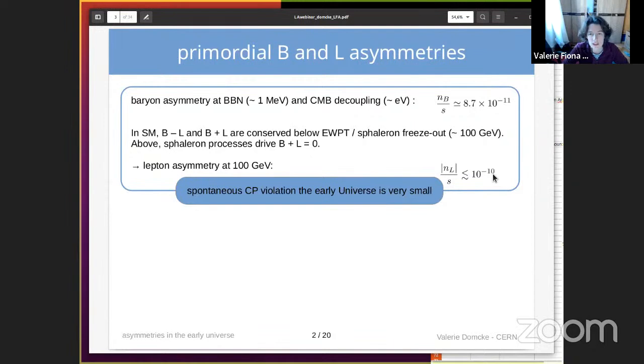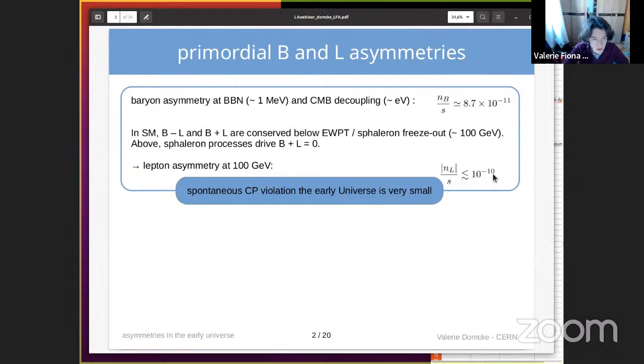The standard conclusion is that any asymmetries in the early universe, so meaning any imbalance between particles and antiparticles, is very small, and in particular is bounded to be of the order of 10 to minus 10. And these asymmetries, this imbalance between particle and antiparticle, is directly related to the amount of CP violation that you have in the early universe. So that's the standard story.